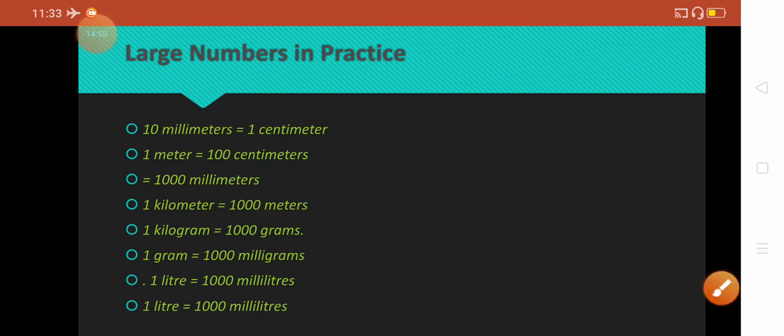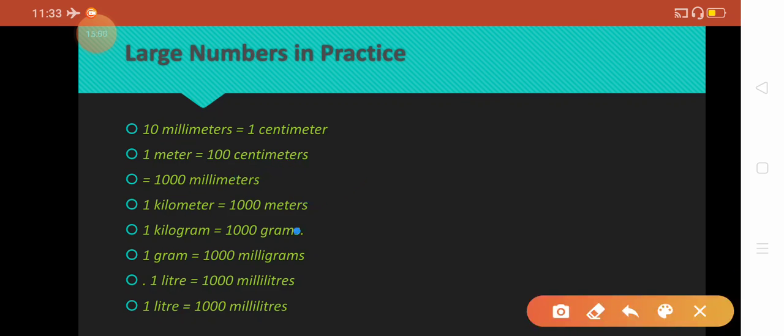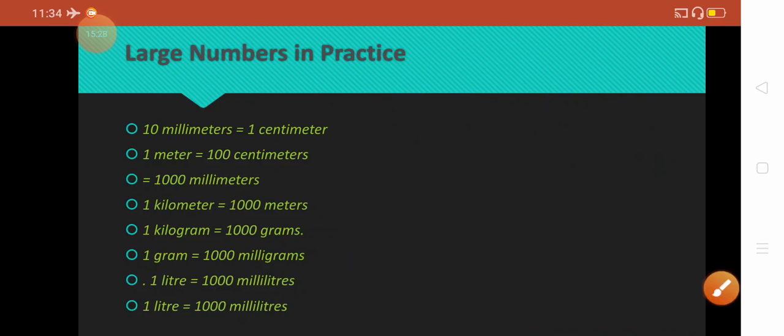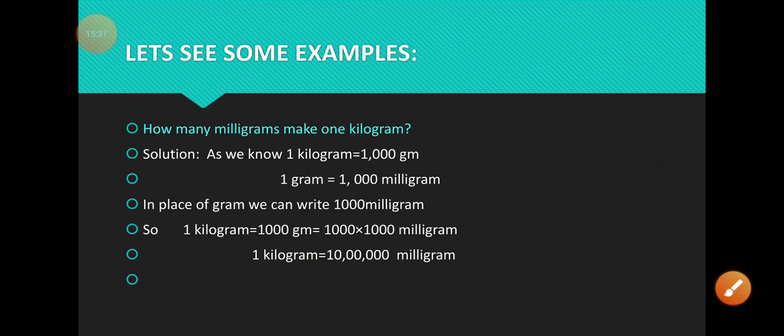Now we will go for gram. 1 kilogram is equal to 1000 gram, and 1 gram is equal to 1000 milligram. You have to learn these values. Now in terms of liter, 1 liter is equal to 1000 milliliter. Understand? Now let us move to some questions.